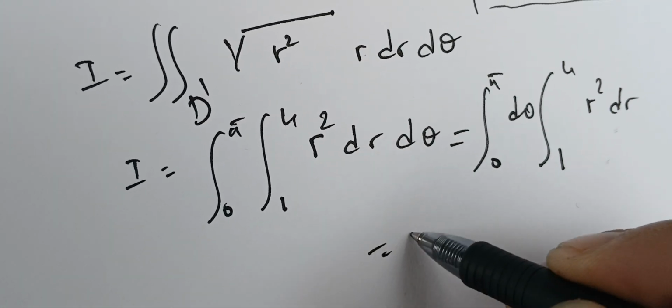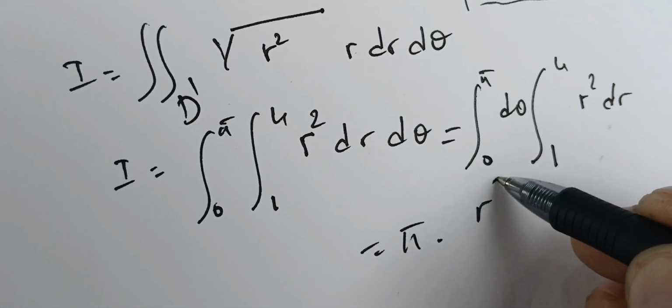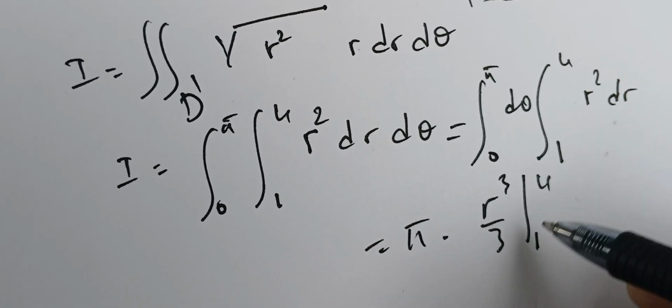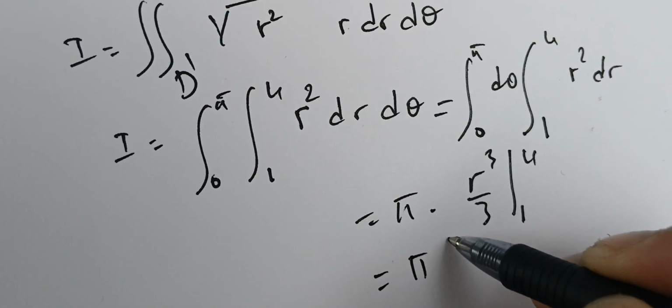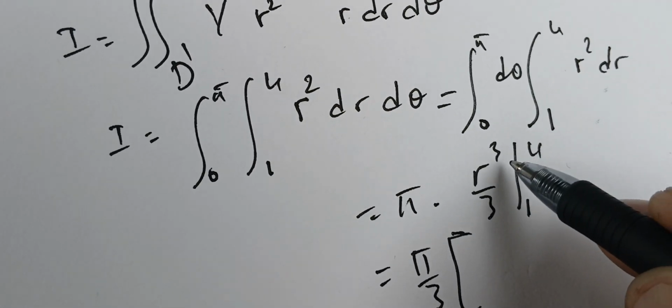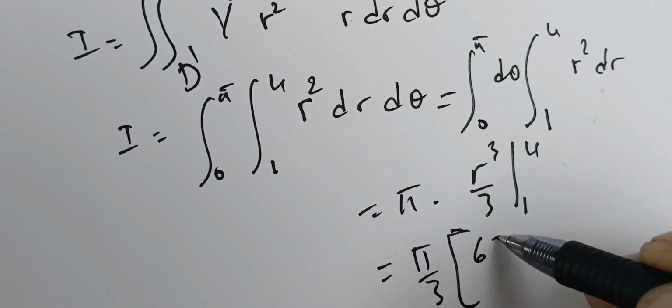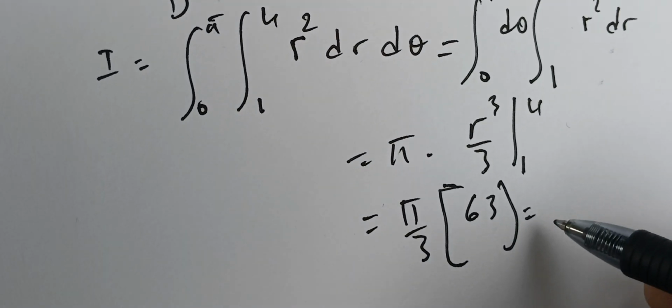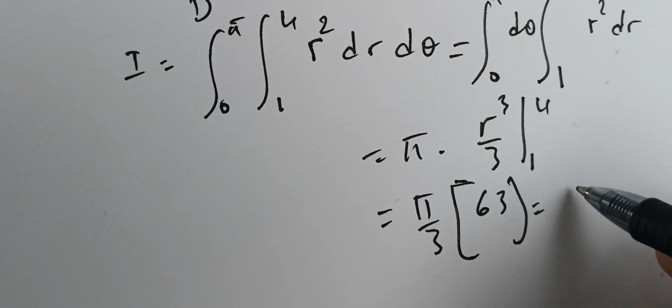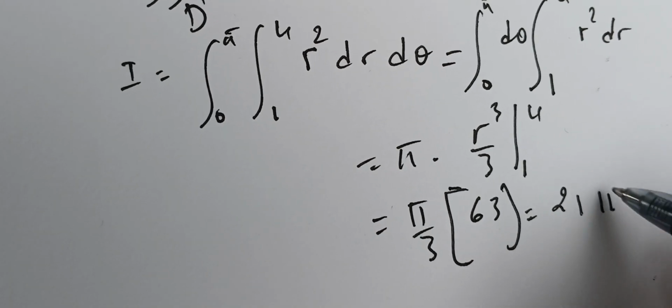Now I can use my knowledge about definite integrals of one variable to integrate. Here I have pi, and here I have r cubed over 3 between 1 and 4. That means pi over 3 times 4 to the power 3, 64, minus 1, that's 63. And I see that 63 divided by 3 is 21. Therefore, I have 21 pi.